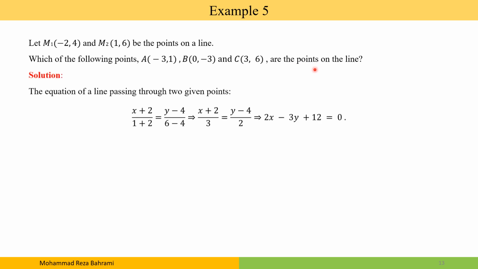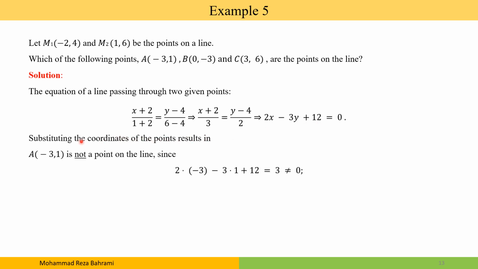So first we have to find the equation of a line passing through 2 given points. We can use the canonical equation form, and we get the equation of the line, and then simply we can substitute the coordinates of these given points into the equation and check whether they are consistent or not.